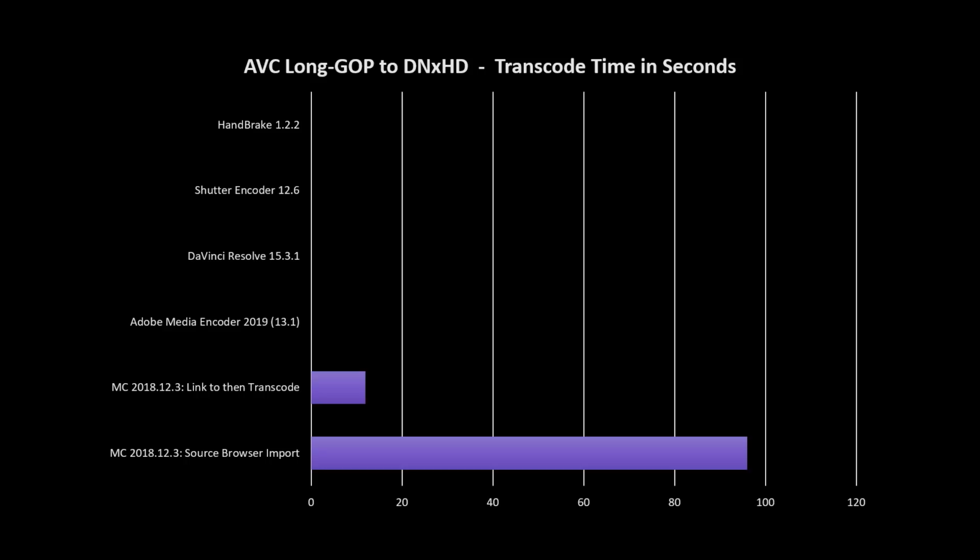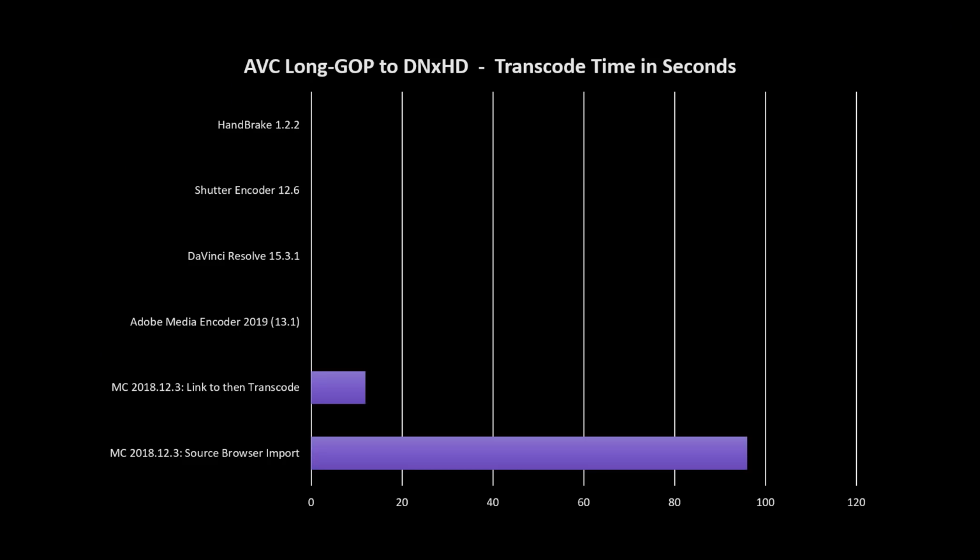With such discrepancies in the results, it got me wondering, would it be best to transcode outside of Avid and then consolidate the media? To answer my question, I transcoded the same material with the same computer, except this time in Adobe Media Encoder 13.1, the current release as of this recording. That transcode took 13 seconds. This restored my confidence in Avid, since it's not only holding its own, but slightly outperforming a dedicated encoding application, as long as the link to and then transcode method was used.